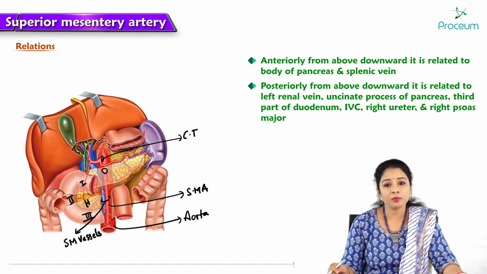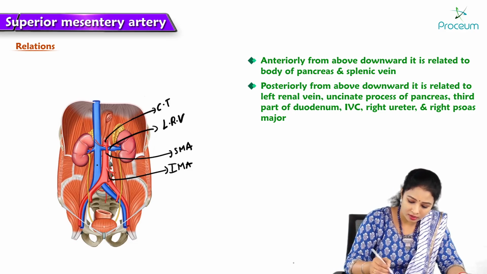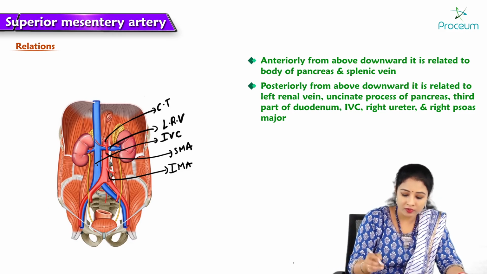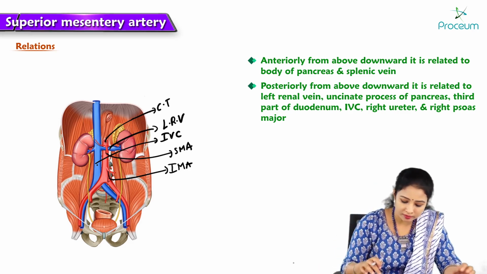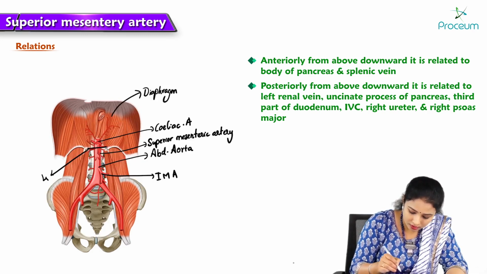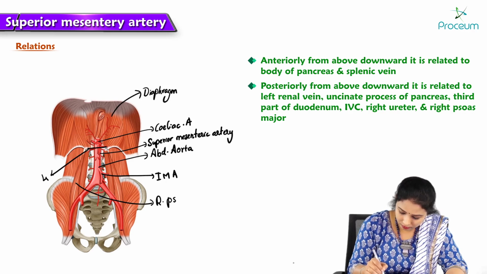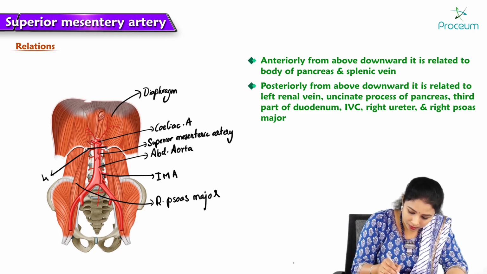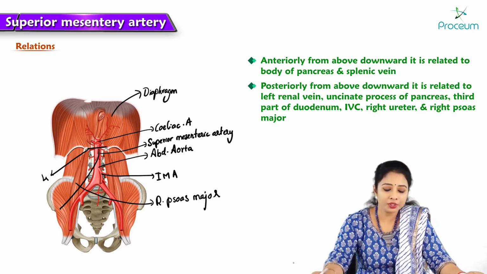It is related to the third part of the duodenum, and it is related to the inferior vena cava. So here we can see the inferior vena cava, which is lying posterior to the artery, and it is related to the right psoas major muscle. So this is the right psoas major. We can see the superior mesenteric artery runs towards the right. So it crosses the right psoas major, and it also crosses the inferior vena cava, which are related posterior to the superior mesenteric artery.